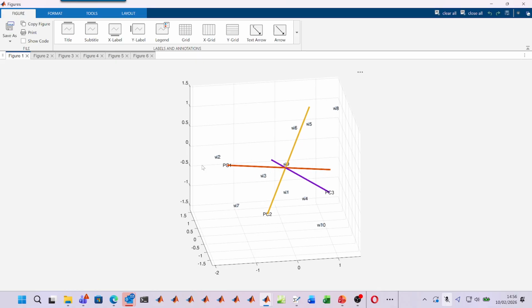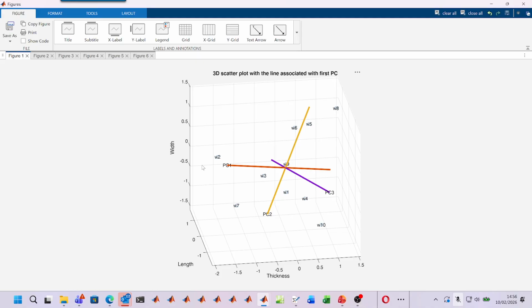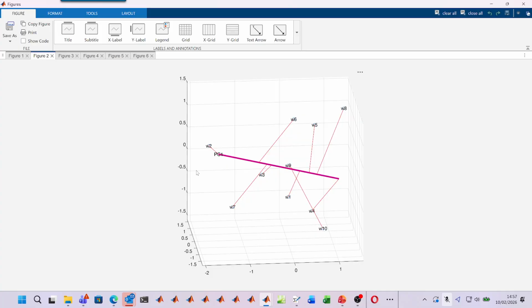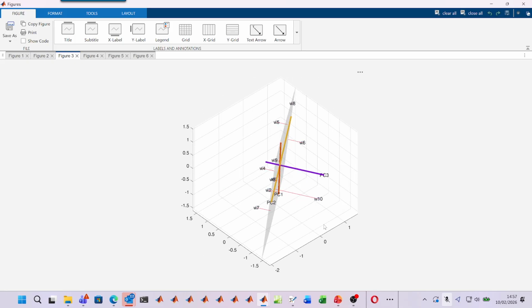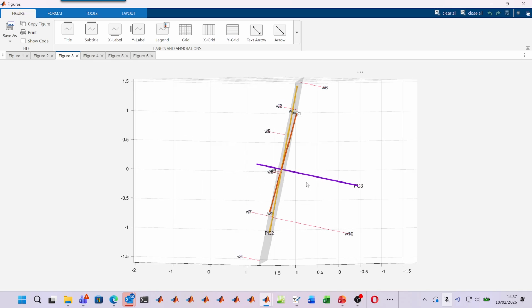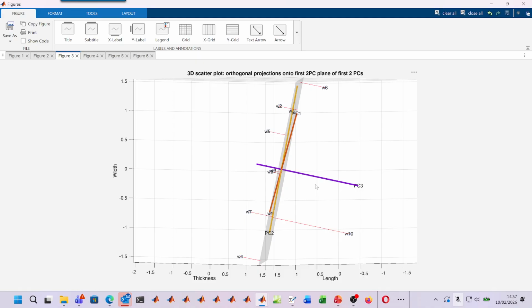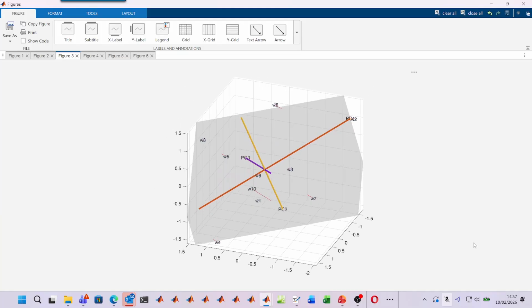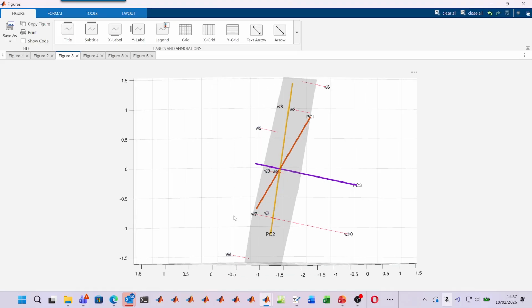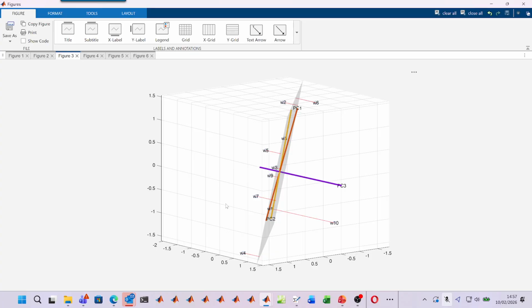You see that the axes of the principal components are orthogonal. Then you find the projection of points along the line of the first principal component. Then you find the space of the first two principal components. There are units like, for example, W10, that is not very well represented by the space because it has an orthogonal distance which is large. This is the two-dimensional space and the projection of the points on PC1 and PC2. Now you can see that the projection is orthogonal.